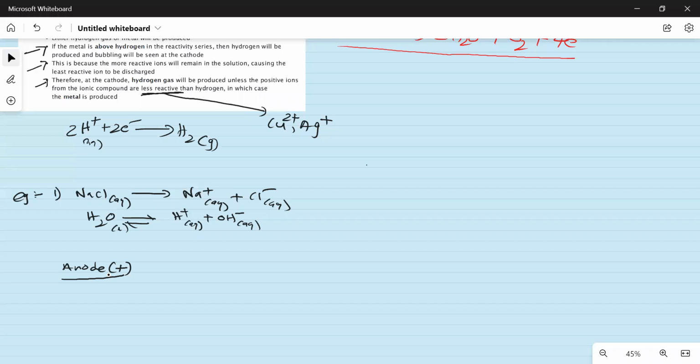Guys, when selecting anions, we have to check whether my solution contains halides or not. This time we have a halide, which is Cl minus. So therefore, Cl minus reacts first. We are giving the priority to Cl minus. So the anode reaction will be 2Cl minus aqueous becomes Cl2 gas, losing 2 electrons. So this is the anode reaction. Okay, guys, the anode is over. We'll go to the cathode reaction now.